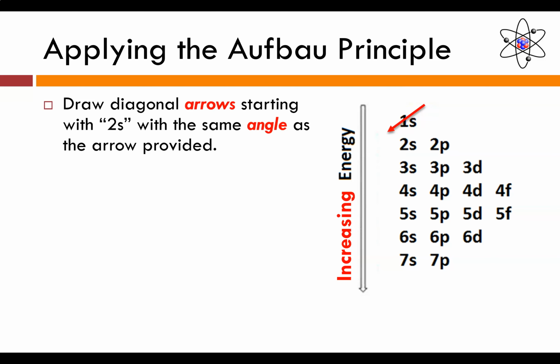To complete this chart, we're going to start drawing more arrows. So we've got this arrow going through 1s. We're going to draw another one going through 2s and keep that at the same angle as that first arrow. And we're going to just continue to do that for all of the energy levels and sublevels, just going through and kind of skewering all of them. So go ahead and do that.